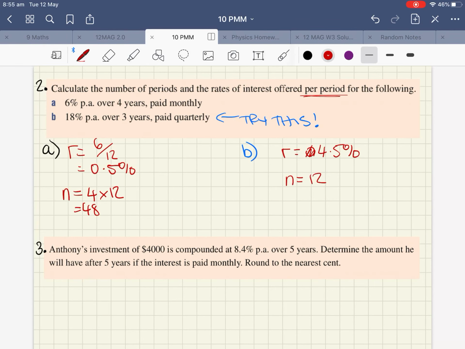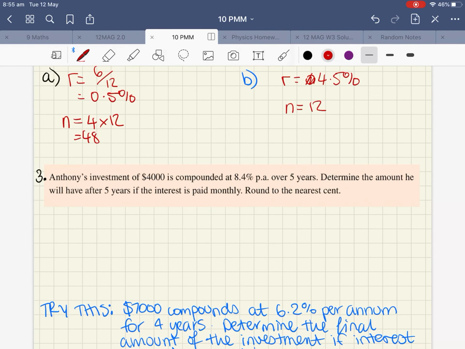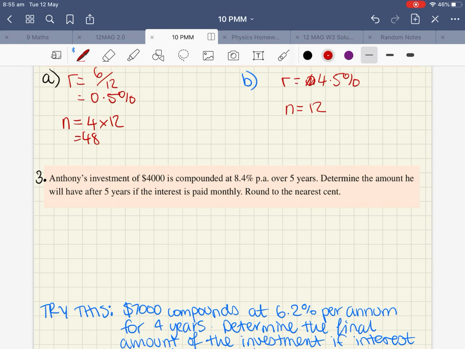One final question for today, all right, is determining the amount of a compound interest investment compounding monthly. So Anthony's investment of $4,000 is compounded at 8.4% per annum over 5 years. Determine the amount he will have after 5 years if the interest is paid monthly. So we're going to have to consider what we considered above. We're going to have to divide the rate by 12 and multiply our number by 12. So let's write our formula. A is equal to P1 plus R on 100 to the power of n.